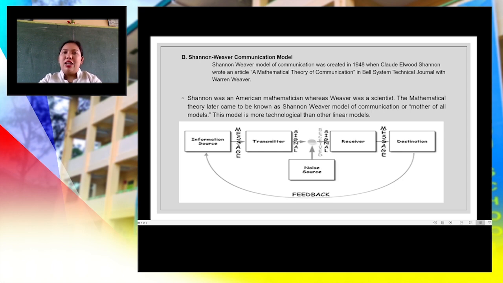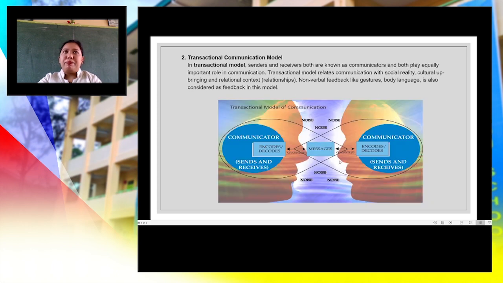This is more technological than other linear models. It has the same elements as the latter, but here there is the presence of a noise source, which affects the delivery of the message.